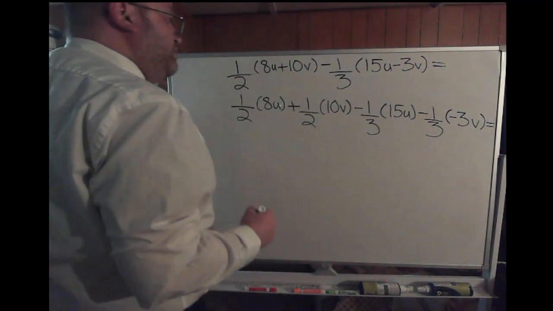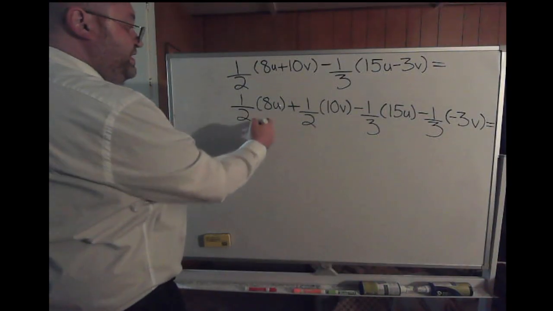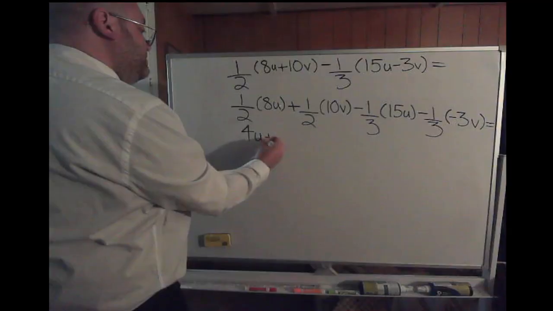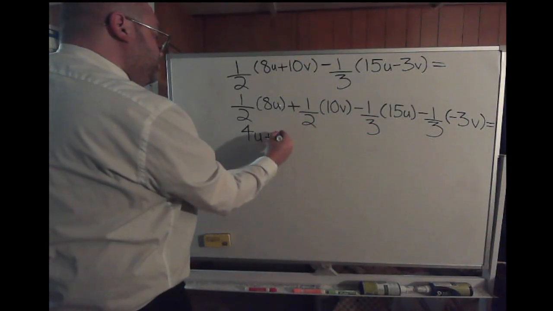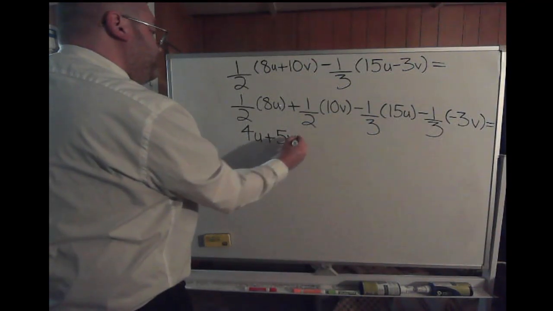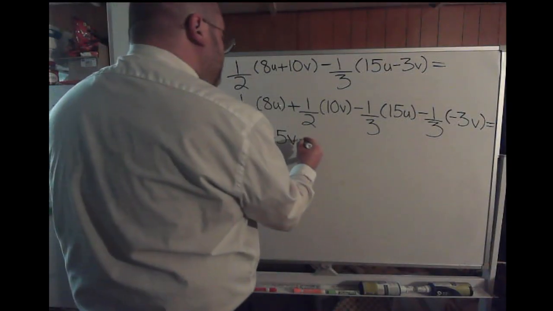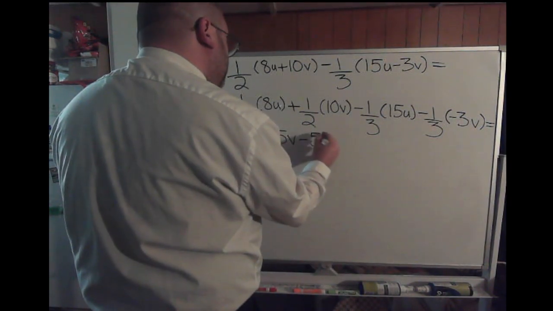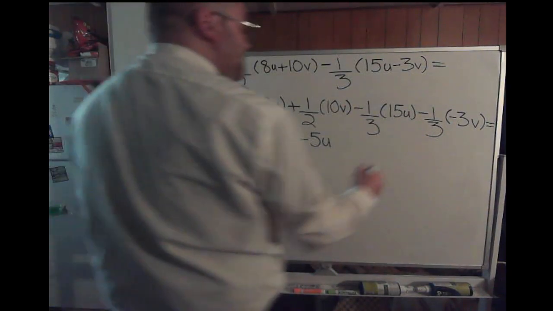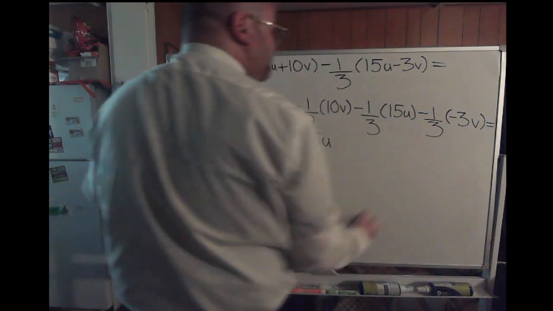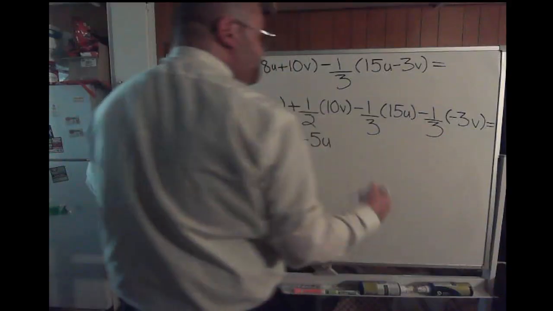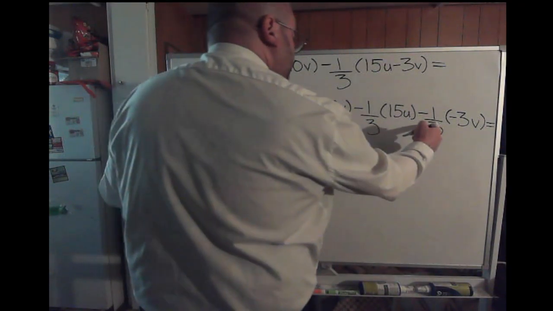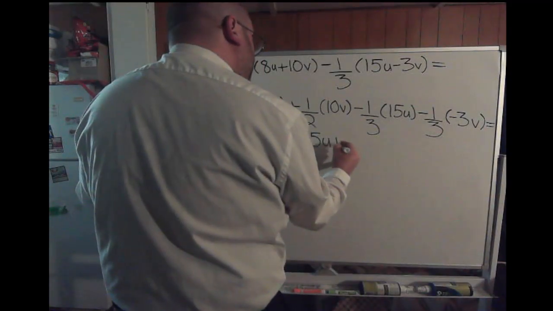Alright, so now we'll just go through and do the multiplication. Half of 8, that's 4, so you'll have 4u, plus you got half of 10v, which would be 5v, so we have 4u plus 5v, minus 1/3 of 15u, that'd be 5u. Then we have minus 1/3 times negative 3. Well, the negatives will cancel out. Since you have negative times negative, you'll get a positive. And 1/3 of 3, that's 1. So you get positive v.